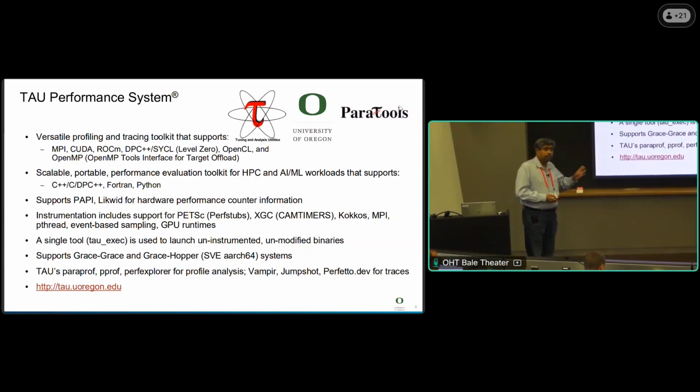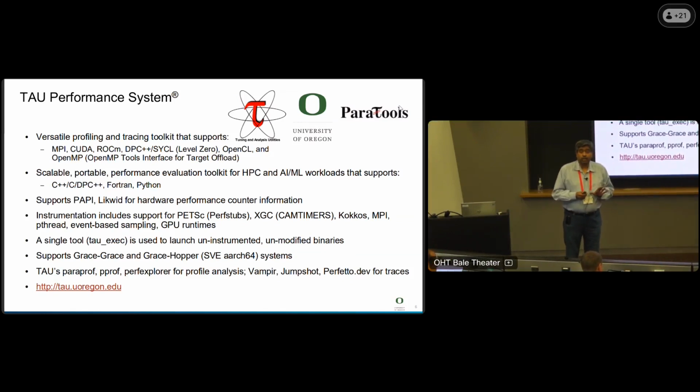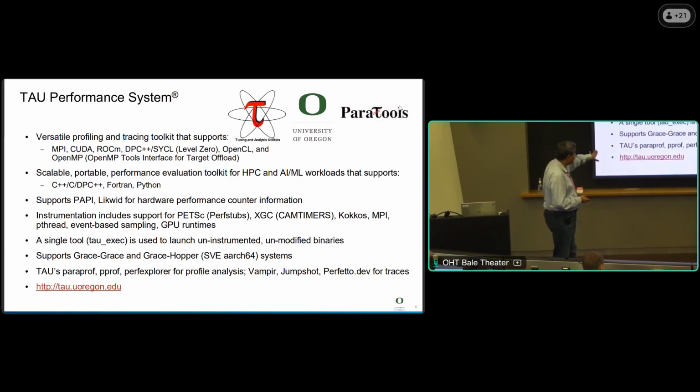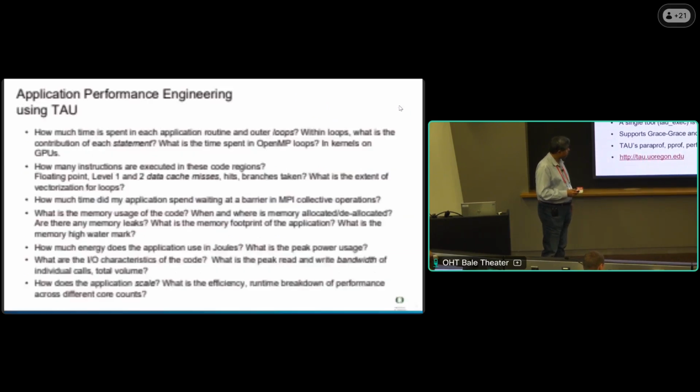The key takeaway from this talk should be that there is no need to change your source code. There is no need to change your build systems. There is no need to change your binary. You simply launch it with a tool called tau_exec, and then it will generate the profile files, the trace files, and you'll be able to analyze the data. It also supports some new platforms over here. There are a number of tools for analysis, and here is our website.